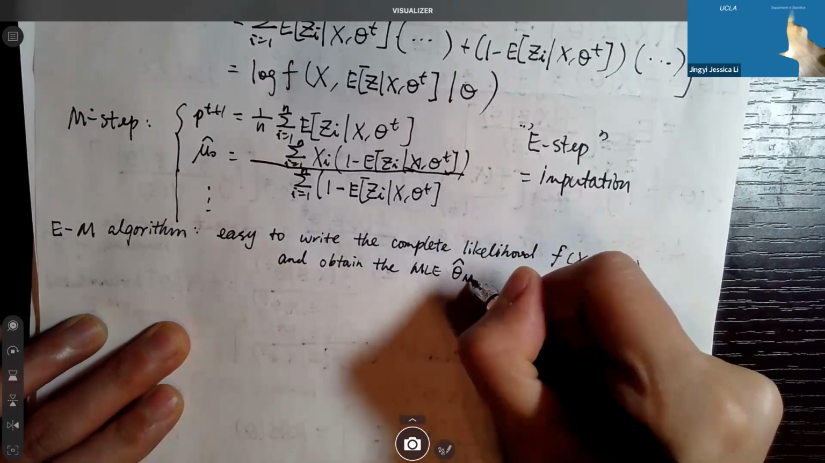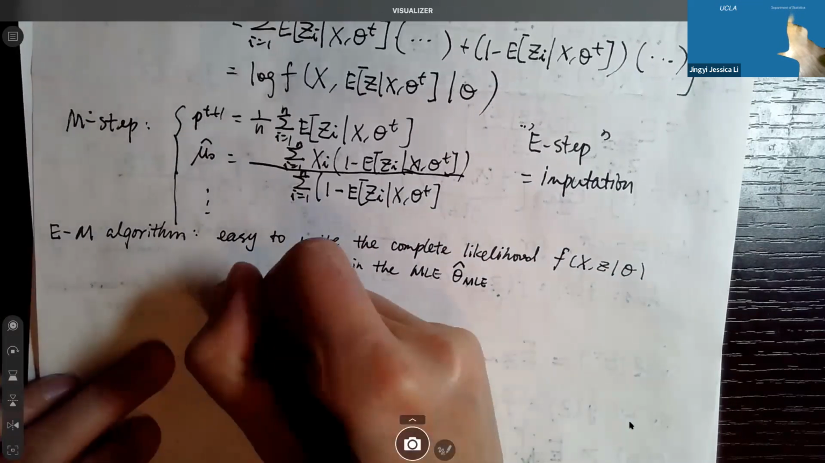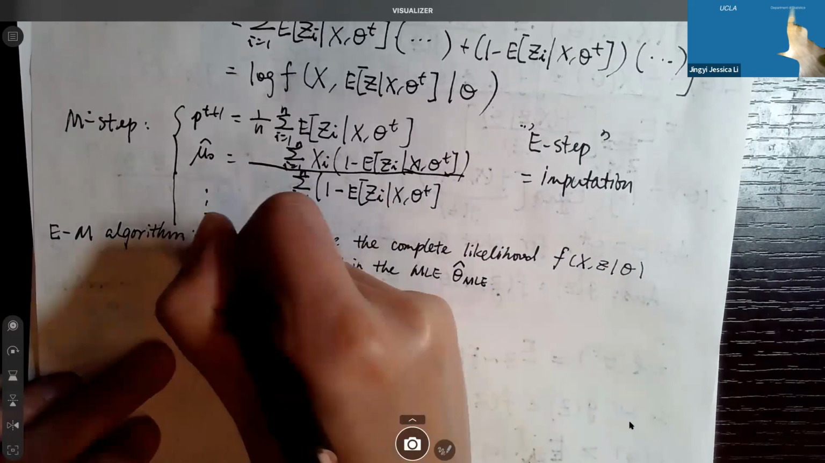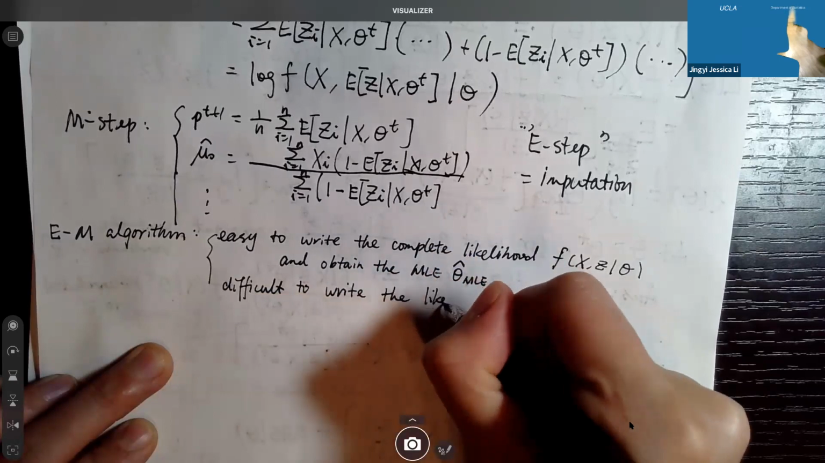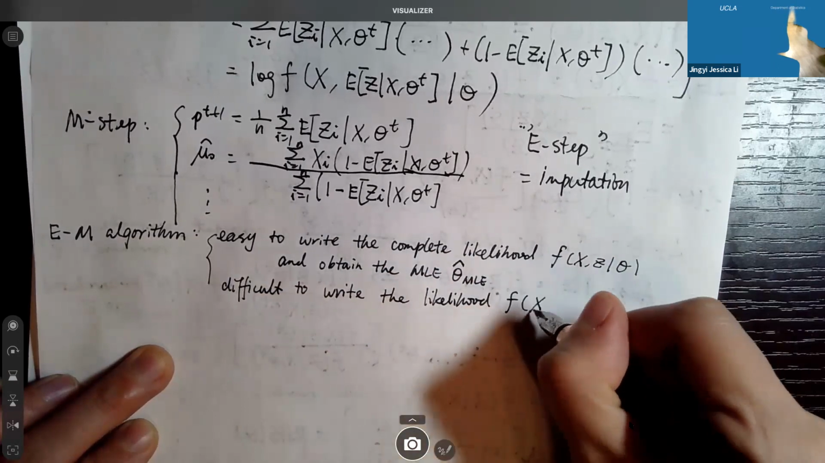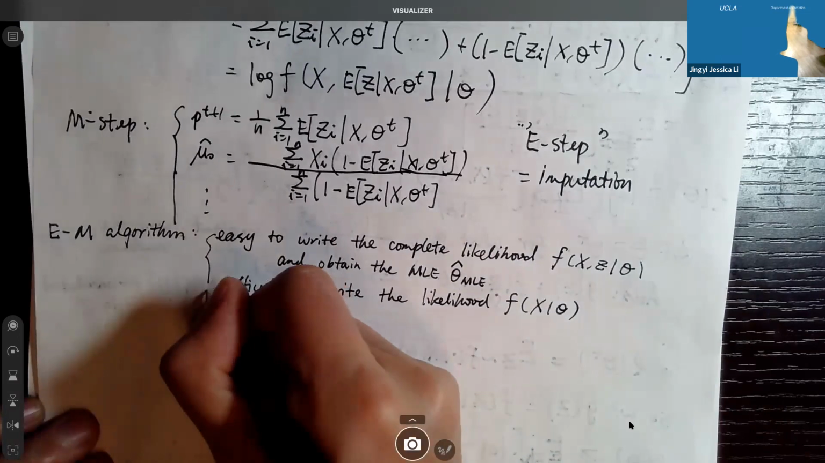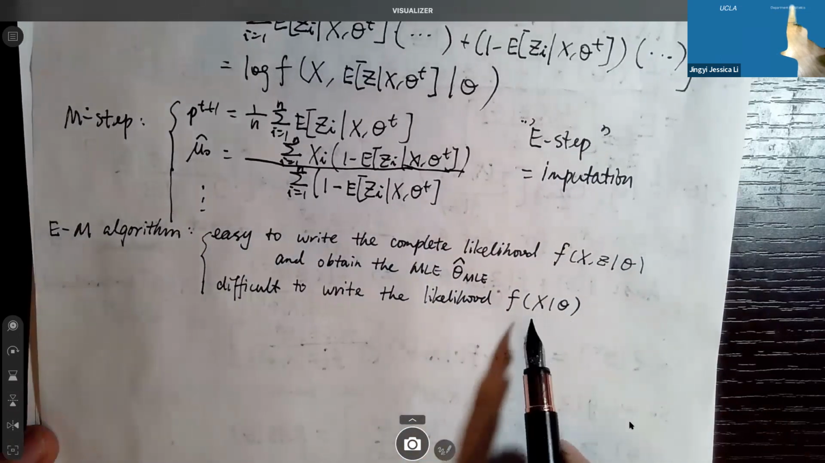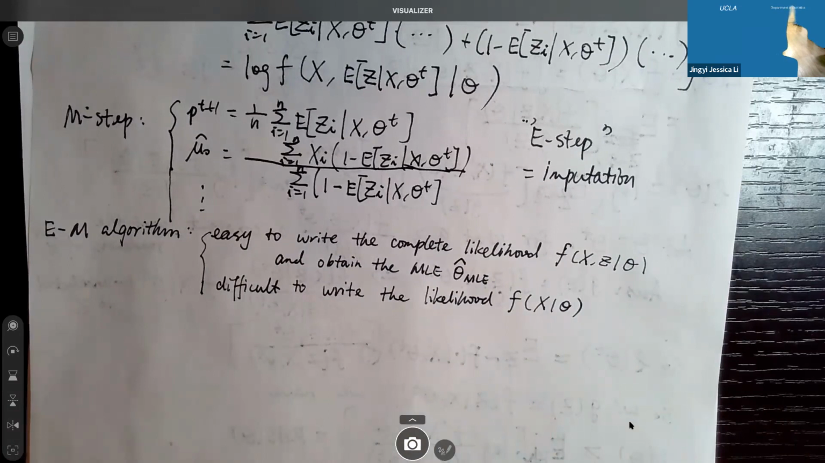Theta hat MLE. So this is easy, but it's difficult to write the actual likelihood, which only depends on the observed data, f(x | theta). So x is the n observations, p-dimensional feature vectors, our data. And as we said, even though we could use brute force integration to consider all possibilities of z, right? That's 2 to the n possibilities, but that's too difficult. So this is where the EM algorithm comes into play.